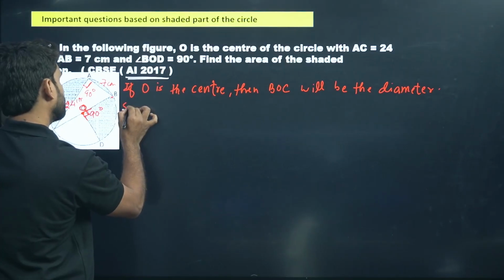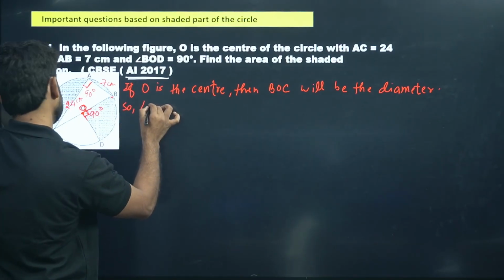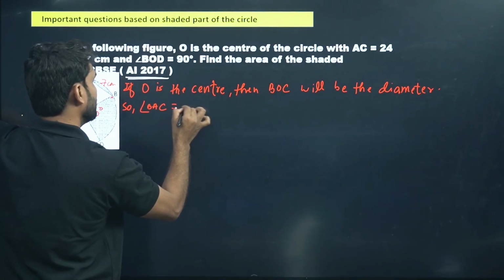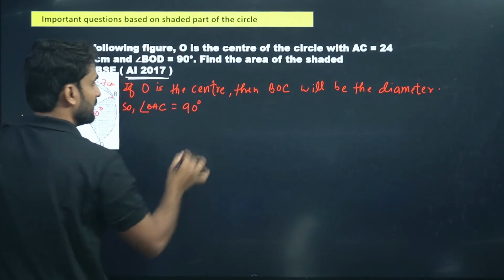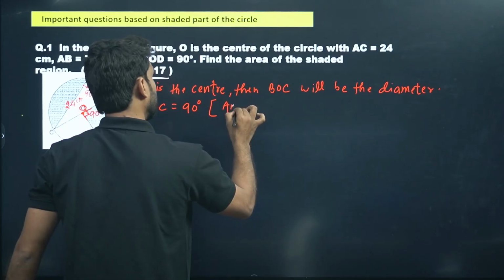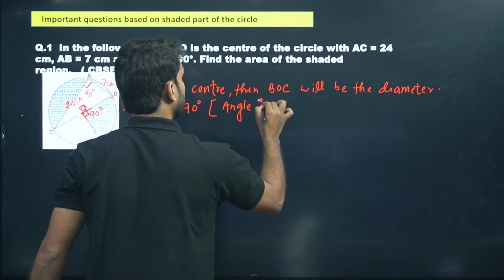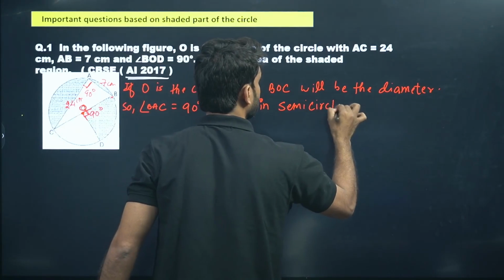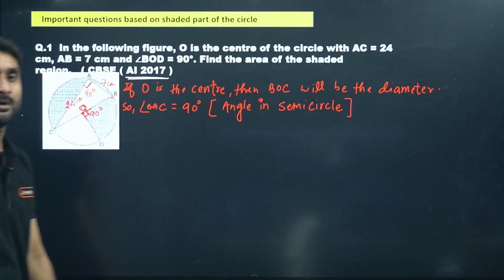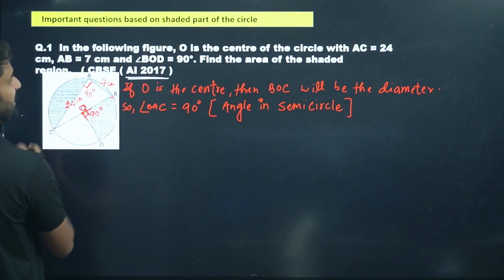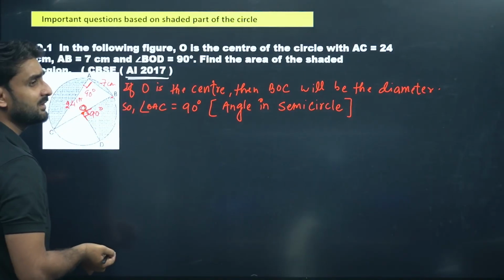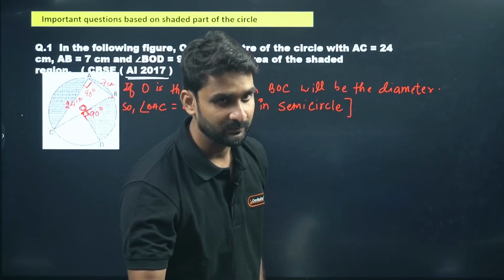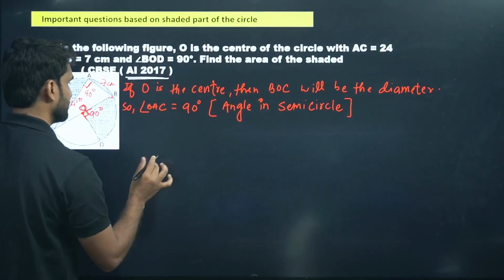So angle BAC will be equal to 90 degrees. Why? Because of angle in a semicircle, right? And if BAC is equal to 90 degrees, then BAC is a right angle triangle. And if there is a right angle triangle, we are free to apply the Pythagoras theorem, right? So please apply the Pythagoras theorem.